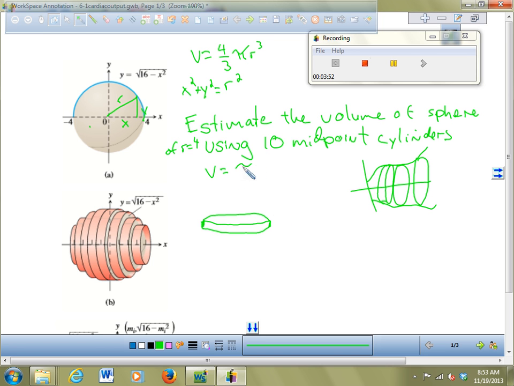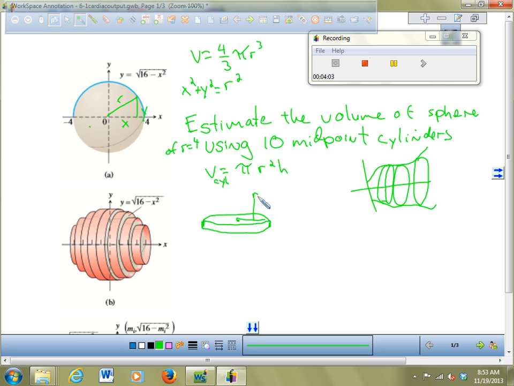But each one of these cylinders, if I cut this cylinder up, you remember that the volume of a cylinder is pi r squared h. We're going to assume that you know this equation, and that could be found from calculus too. But all you're doing is finding the area of a circle and multiplying by its width, right? So that's a little more obvious than the sphere.